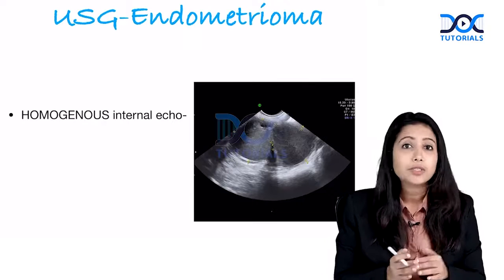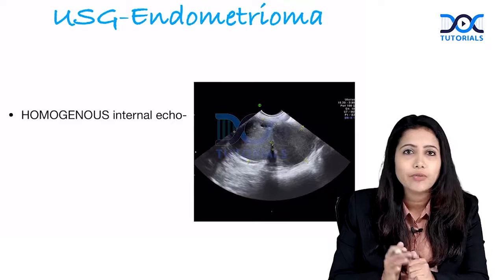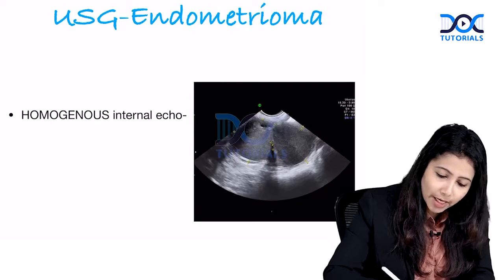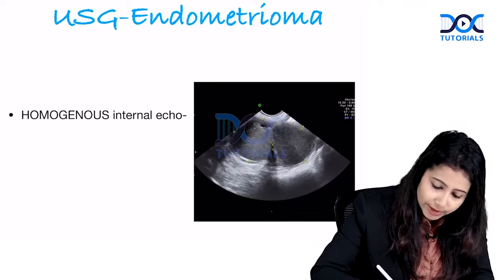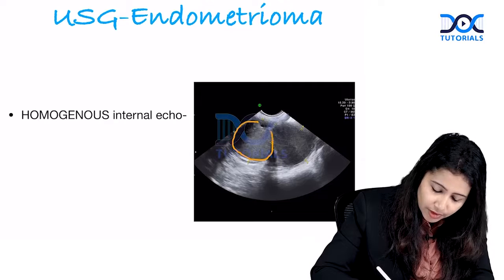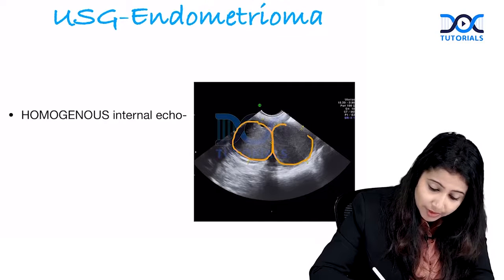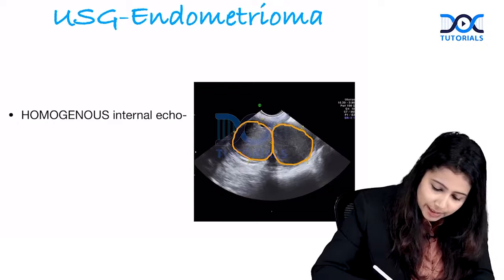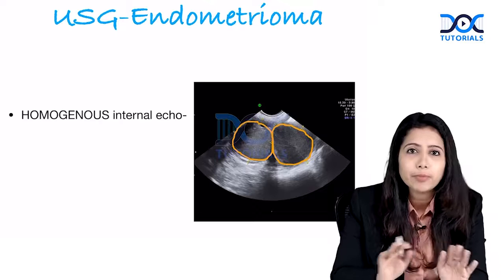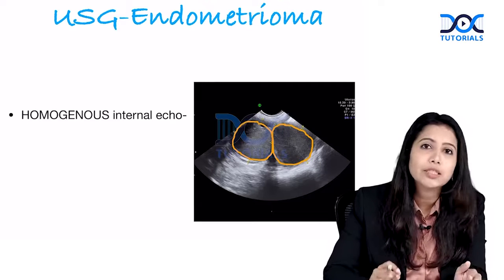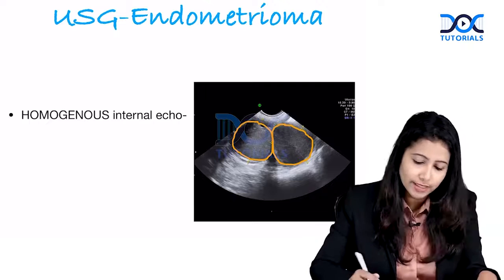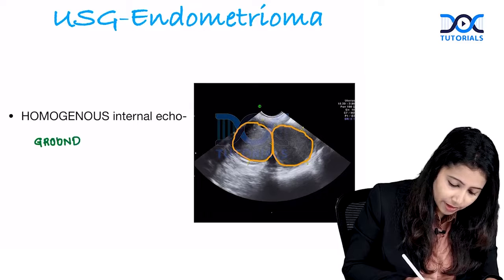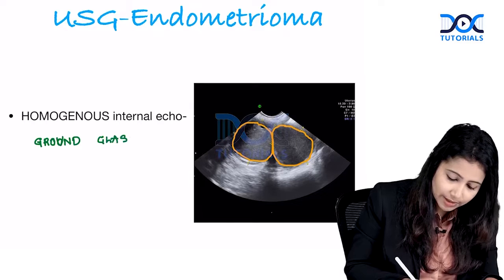Now, let's look at the ultrasound features that can be seen in case of an endometrioma. So, in ultrasound, we can see that there is a homogeneous internal echo. This is one endometrioma. This is the other side ovary. Both can be seen together in this picture actually. And you can see that inside it is very homogeneous, that is, it is appearing the same throughout. There is a homogeneous appearance, and this is known as the ground glass appearance.